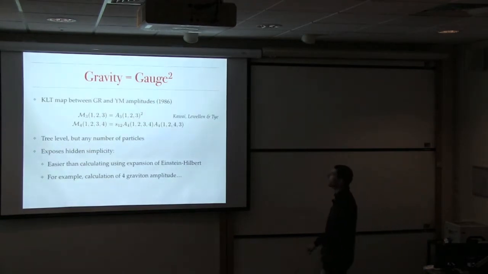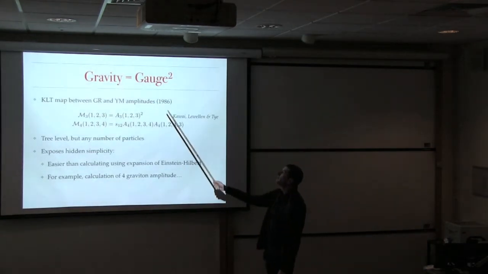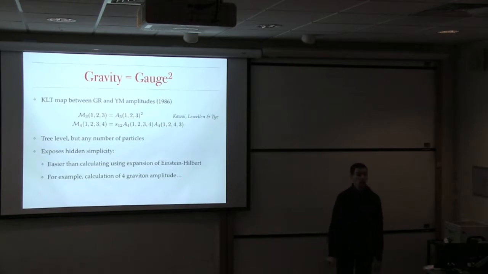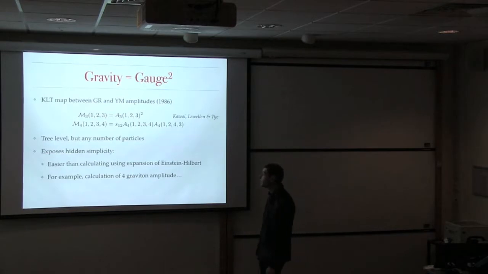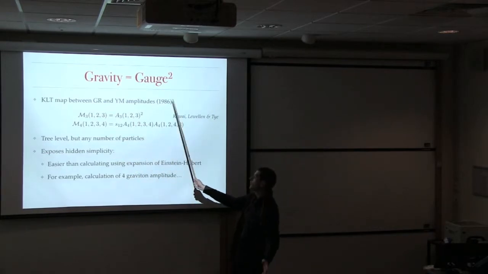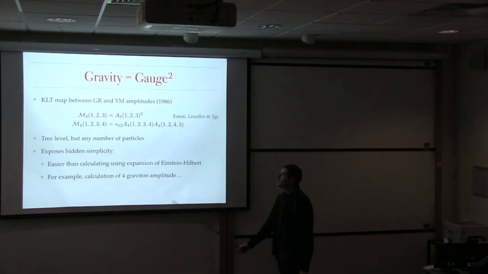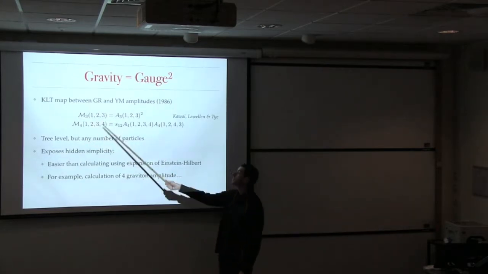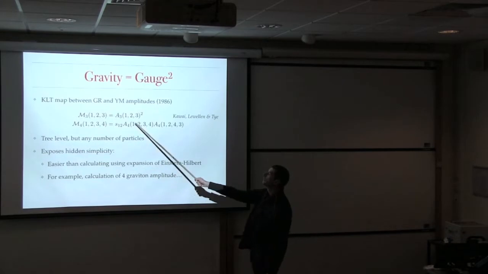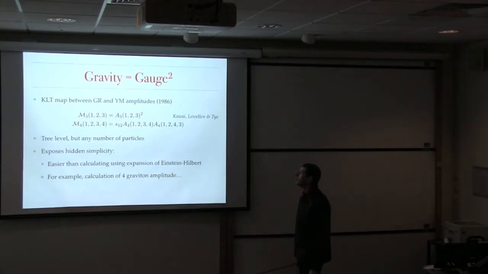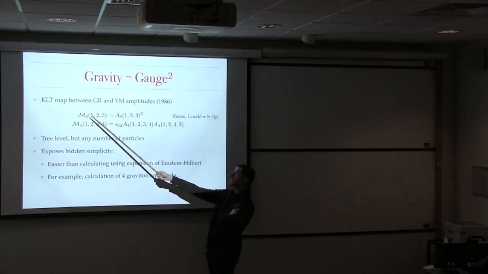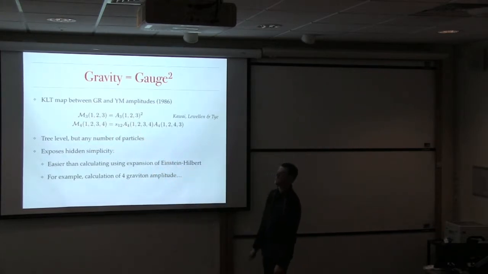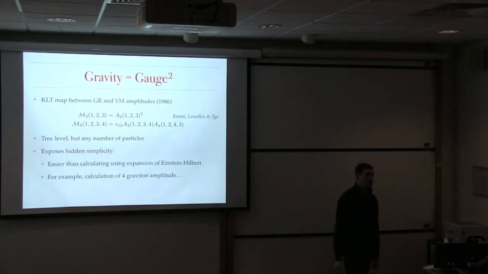So the story begins in 1986, in the context of string theory. Kawai, Lewellen, and Tye found the KLT relations. These are equations you can understand in the context of string theory that express gravitational scattering amplitudes in terms of squares of gauge theory scattering amplitudes. In the case of the three-point amplitude, things are very simple. The three-point gravity, Einstein scattering amplitude, is precisely the square of the three-point gauge theory scattering amplitude.